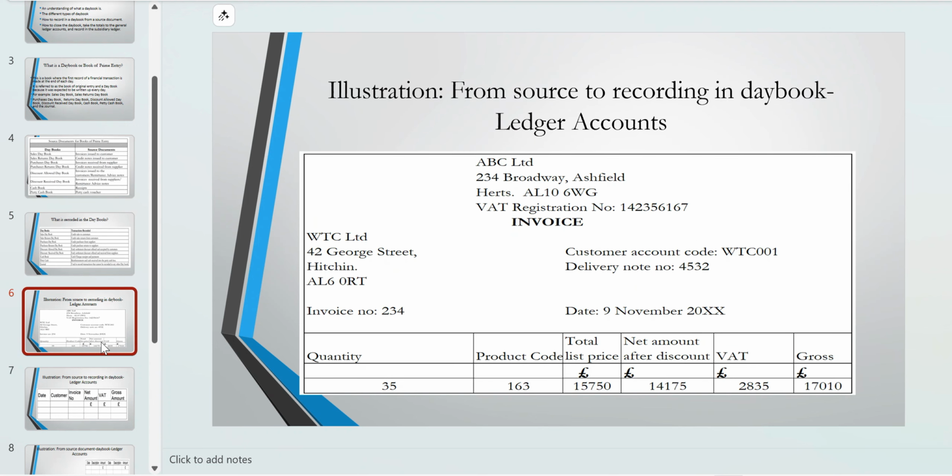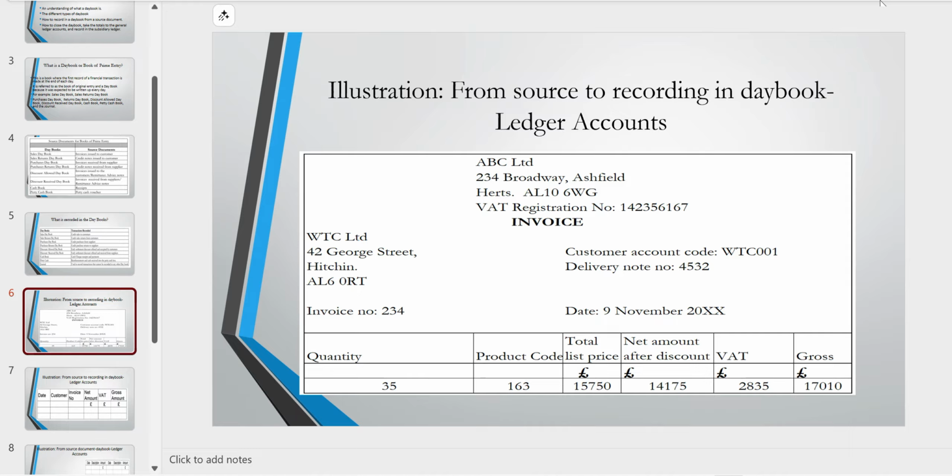Here we will do some illustration. From the source document here, I have an invoice. ABC is issuing an invoice to WTC Limited. So WTC Limited is a customer of ABC Limited. So ABC has issued an invoice to WTC. So in the books of ABC Limited, we are going to record this invoice.